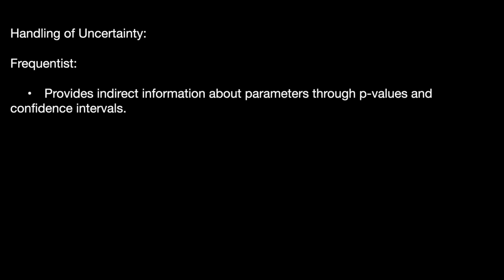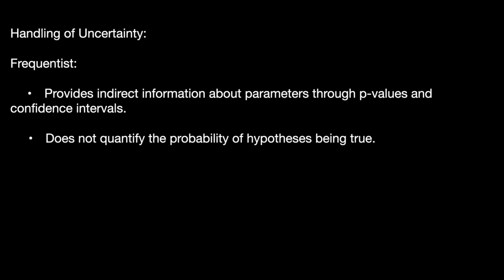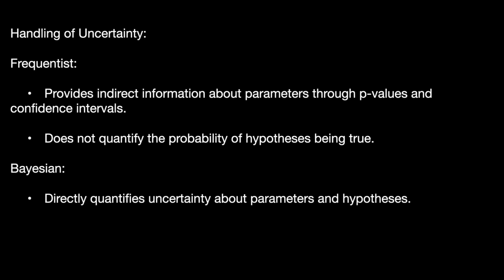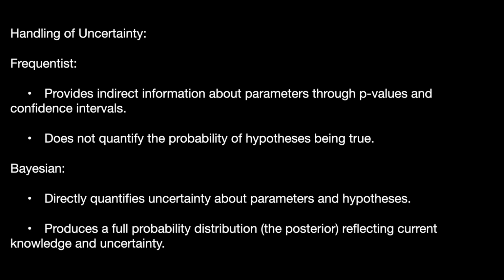Handling of the uncertainty. In the frequentist approach, it provides indirect information about parameters through p-values and confidence intervals. It does not quantify the probability of the hypothesis being true. In Bayesian, it directly quantifies the uncertainty about the parameters and their hypothesis and produces a full probability distribution, that is a posterior reflecting current knowledge and the uncertainty.